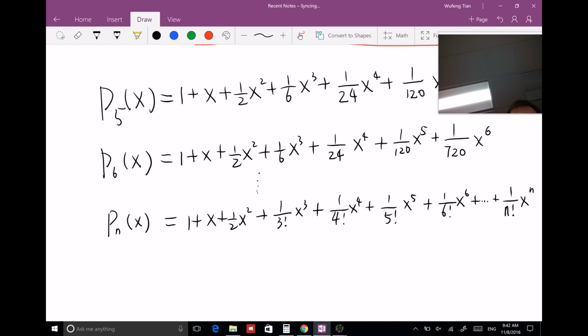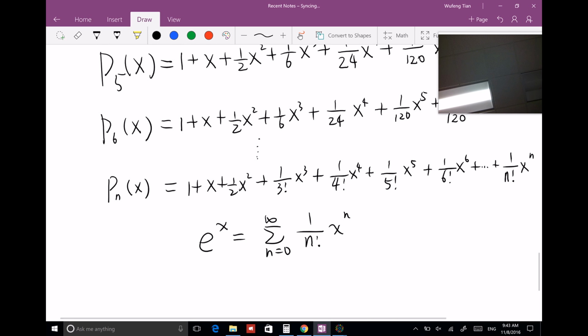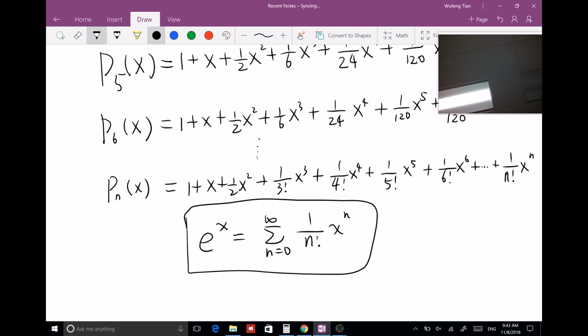Okay. So we're going to have e to the x equals the sum from n equals 0 to infinity of 1 over n factorial x to the power n. Okay. So this is the polynomial Taylor expansion for e to the power x at x equals 0.